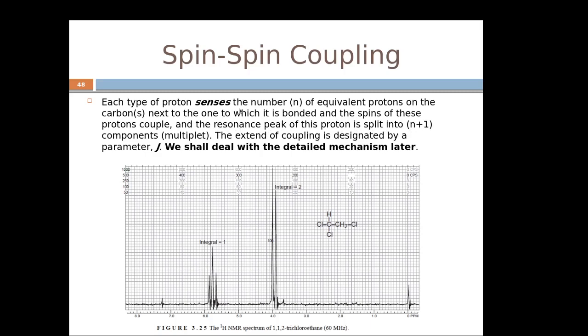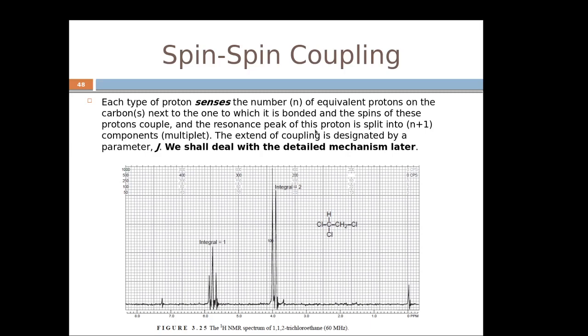For example, if we have a proton or a number of protons in chemically equivalent environments on the same carbon, and it interacts with the 3 chemically equivalent protons on the adjacent carbon, then the peak of our proton will be split into 3+1. That is a quadruplet. Or if our protons interact with 2 chemically equivalent protons on the other carbon, then the peak of our proton will be split into 2+1, 3. That means a triplet.